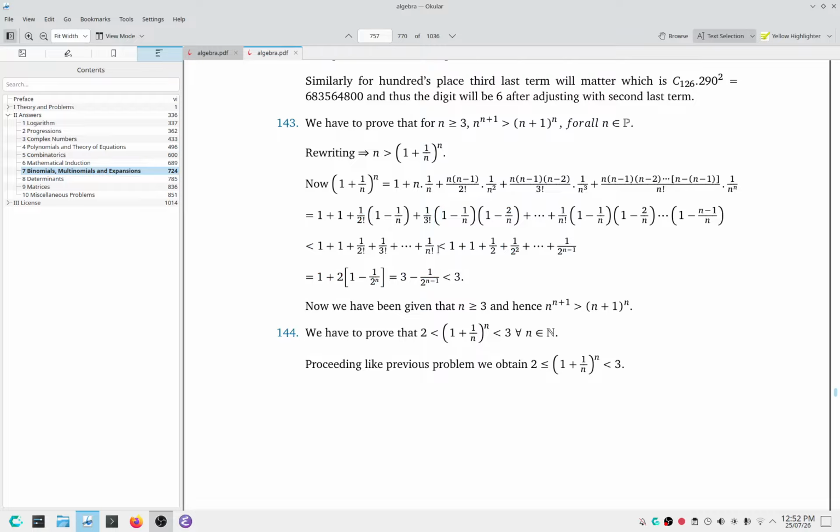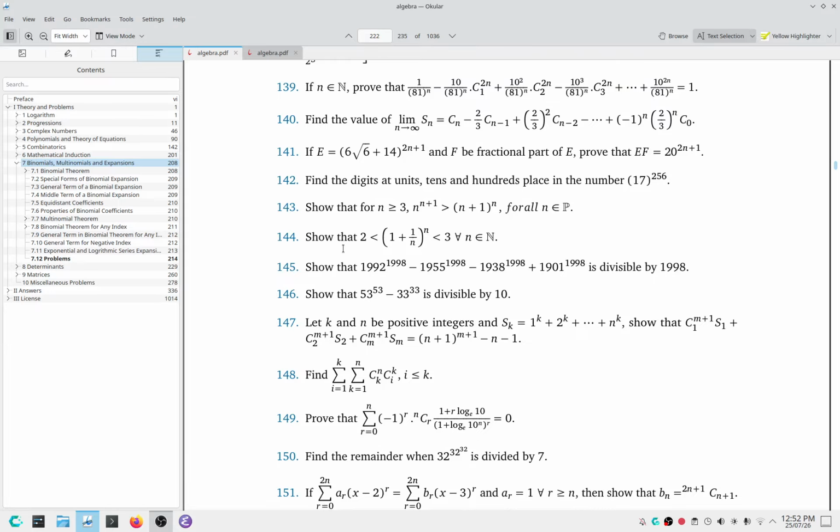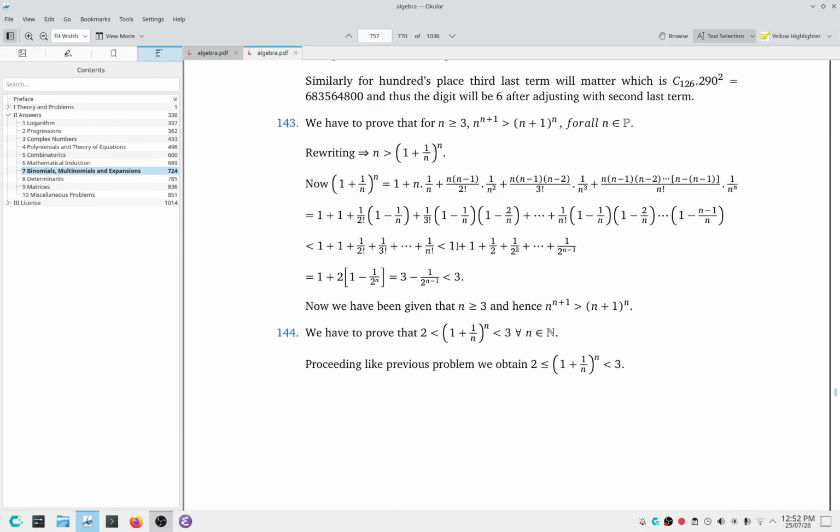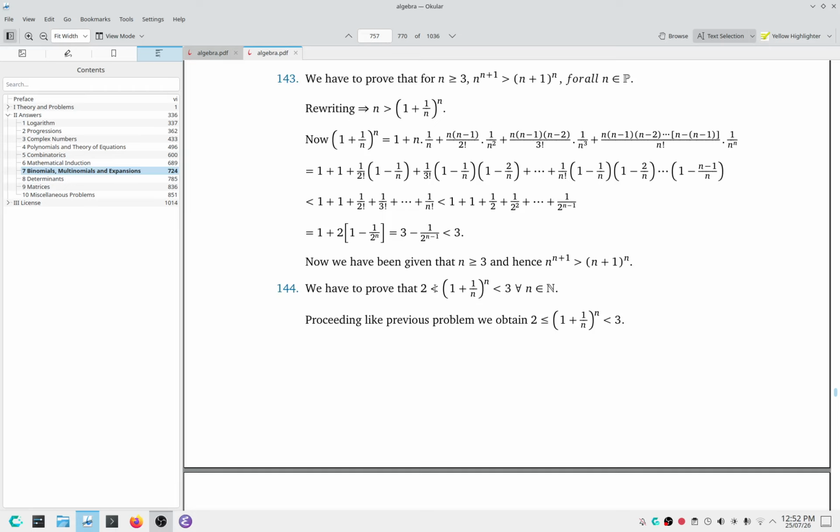So it's a difficult problem as such, because you have to add a lot of stuff from your own side. Question 144 says that 2 is less than (1 + 1/n)^n, which is less than 3, for all n in natural numbers. We have to prove that 2 < (1 + 1/n)^n < 3 for all n natural numbers.